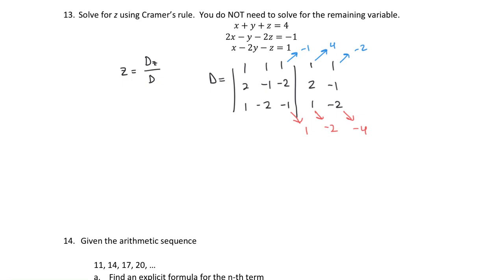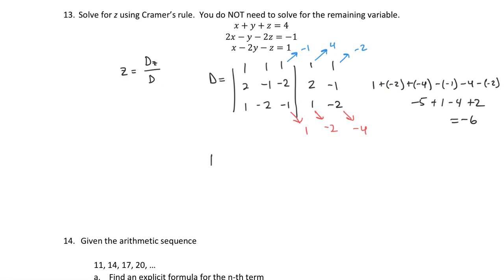Those numbers I've got in the bottom there that are red, those add together. So 1 plus -2 plus -4. The ones in blue subtract, so subtract -1, subtract 4, and subtract -2. So 1 minus 2 is -1, minus 4 is -5, plus 1 minus 4 plus 2. This is -4 minus 4, that's -8, plus 2 is -6.